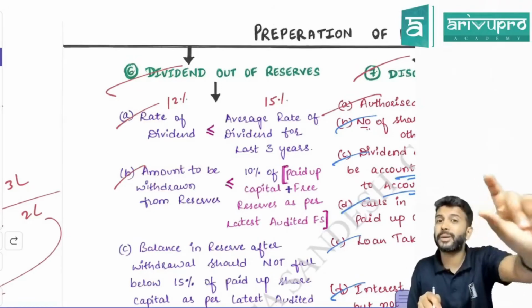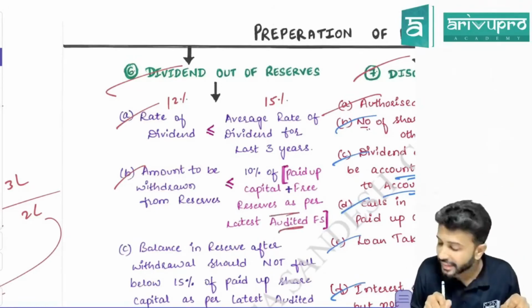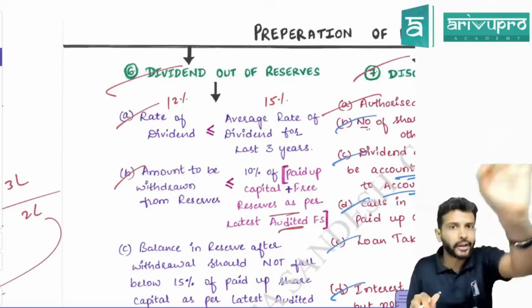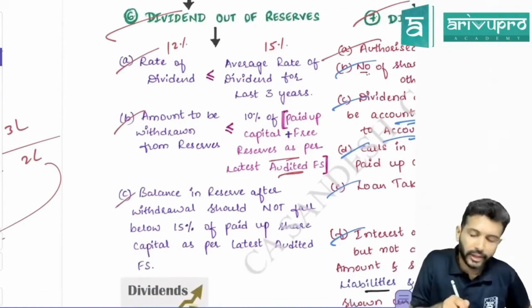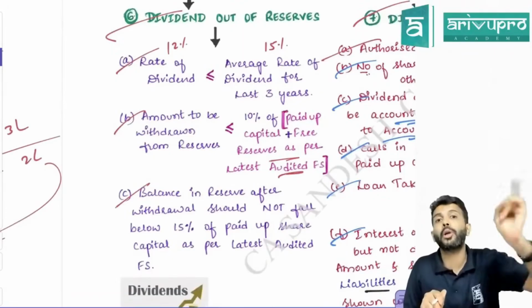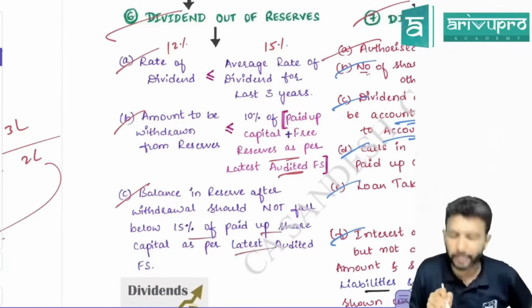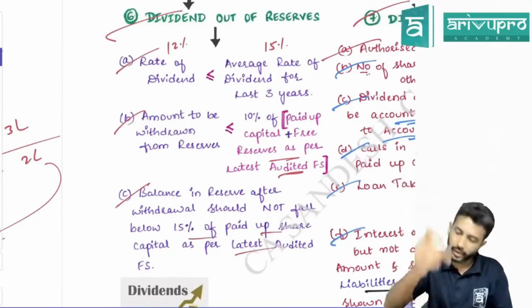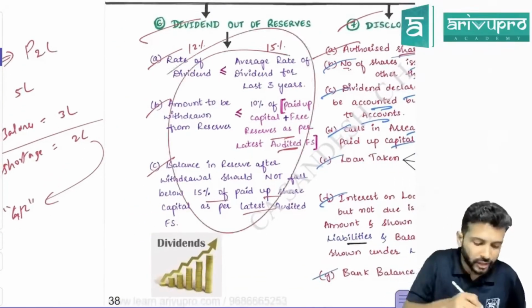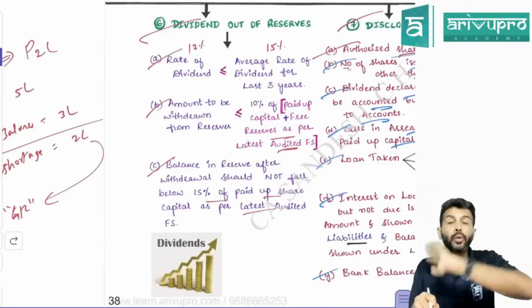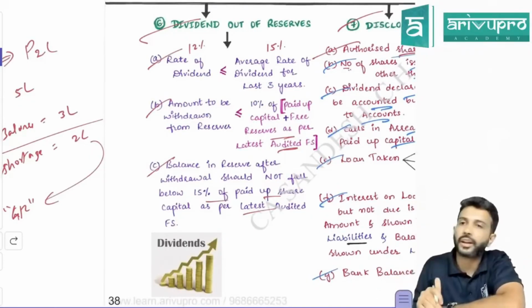But do keep in mind this paid up capital and free reserve should be as per the latest audited financial statements. Not unaudited. It should be audited financial statement. Then the third condition is the balance in general reserve after withdrawal should not fall below 15% of paid up capital. After withdrawing, the general reserve balance should not fall below. There is a lower limit. Okay. So we'll see this. If all the 3 conditions are satisfied, then you can go ahead and utilize general reserve. And for what purpose? For dividend declaration purpose.